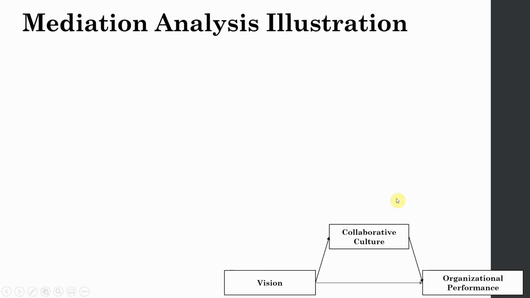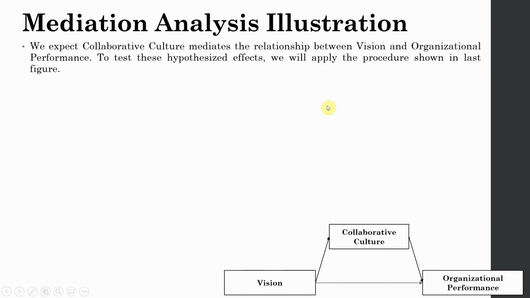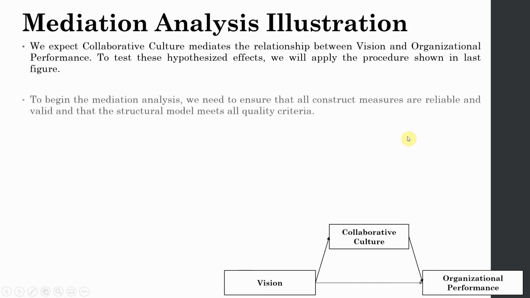So this is the model that we are going to test as part of this illustration. Now we expect collaborative culture to mediate between vision and organizational performance. So we've got a very simple model. I'm going to test more complex mediation models later.